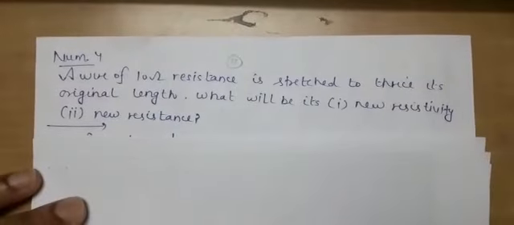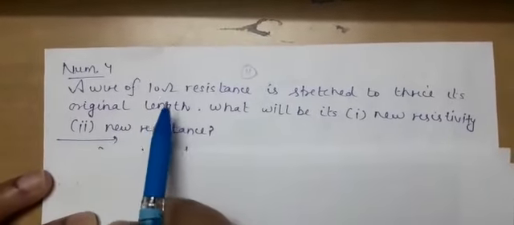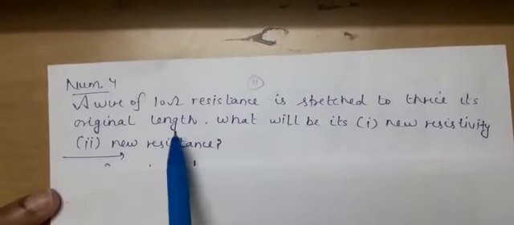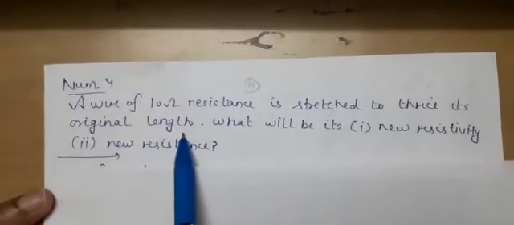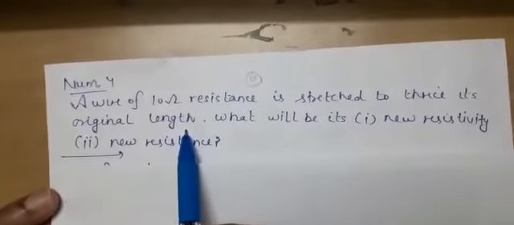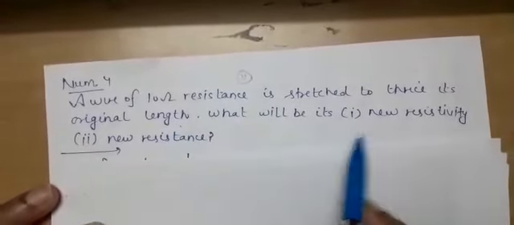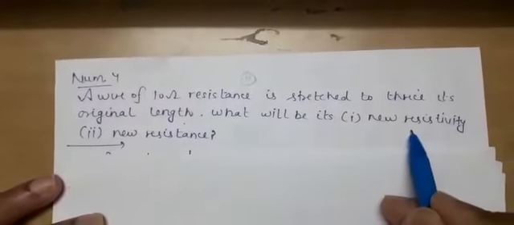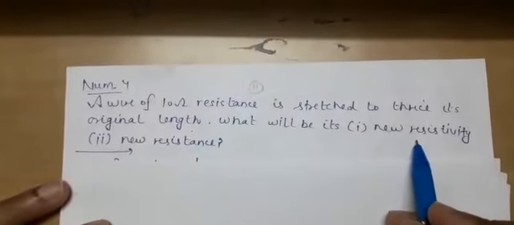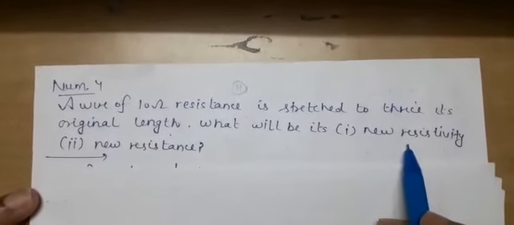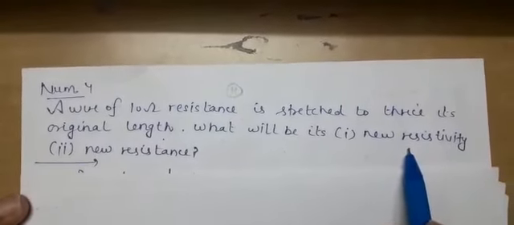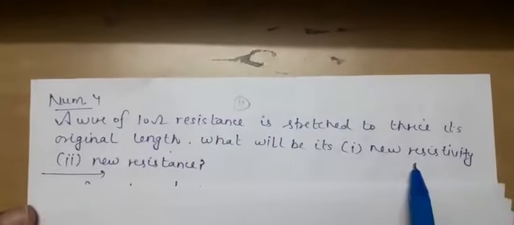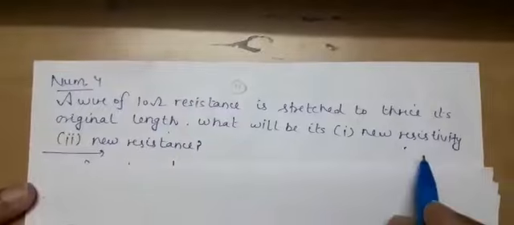Let me take one more numerical. A wire of 10 ohm resistance is stretched to thrice its original length. The wire is stretched so that its length will become thrice that of the original. What will be the new resistivity and new resistance? See, regarding resistivity, resistivity is independent of change of dimension. It only depends upon temperature. So it will have no effect when there is an increase or decrease of length or area of cross section of any resistance. So resistivity will remain the same.